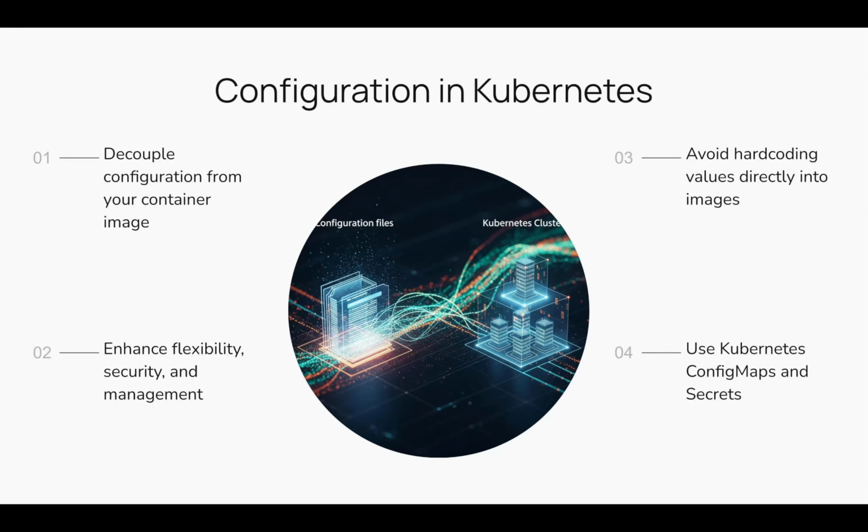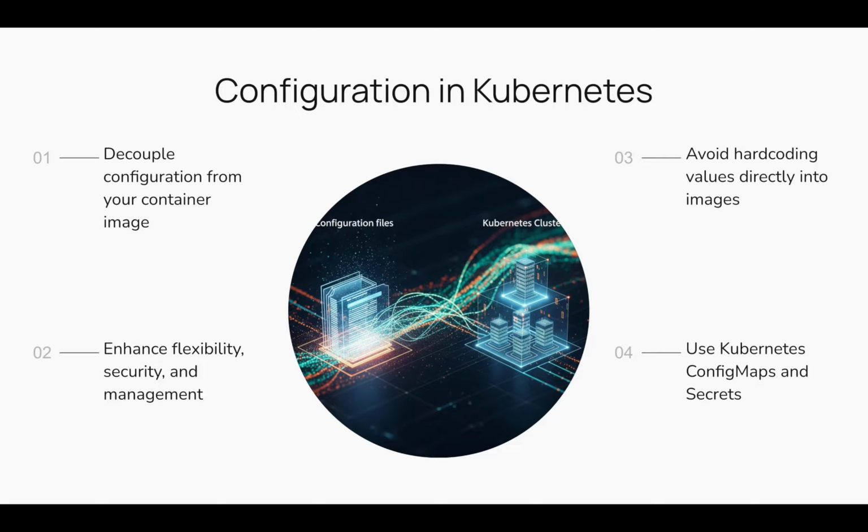Welcome back. So far, we learned how to run our application using deployment and scale them to meet demand. But there is a critical best practice we need to discuss. How do we manage application configuration? How do you tell your application which database to connect to, or provide it with API key for external services?